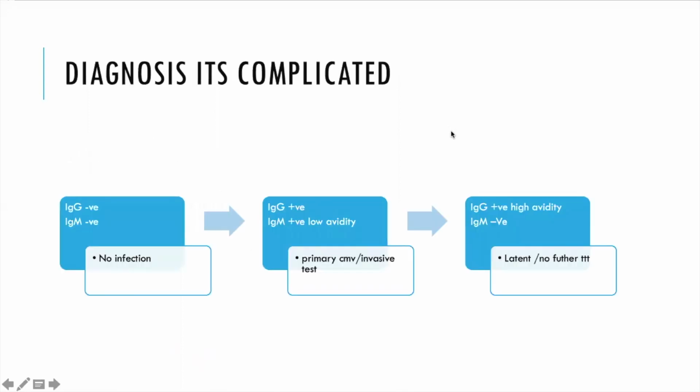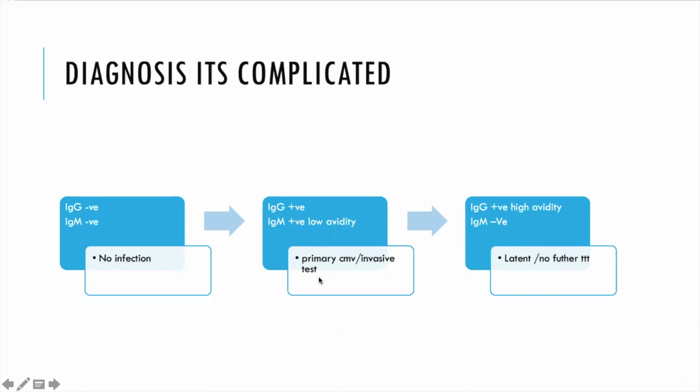The diagnosis is a little bit complicated. So in CMV, you need to do the IgG and the IgM, and you have to check for the avidity. If the IgG is negative and the IgM is negative, then obviously there's no infection. If the IgG is positive and the IgM is positive with low avidity, this means that this is a primary CMV and you have to do invasive testing.